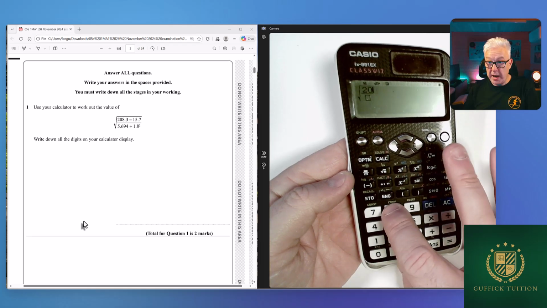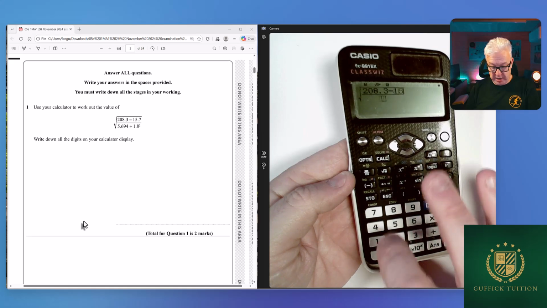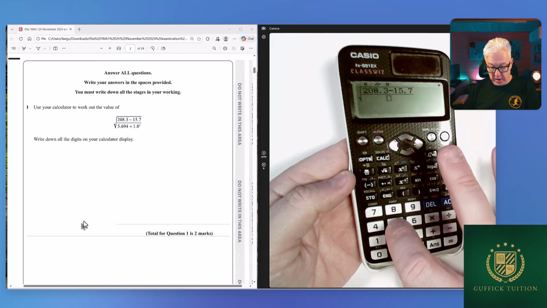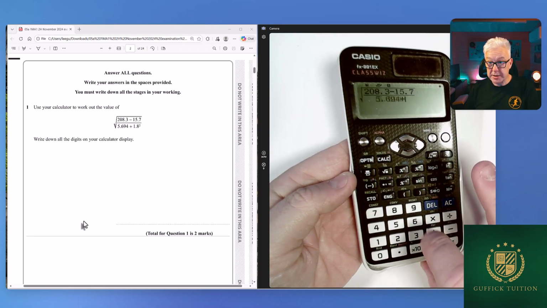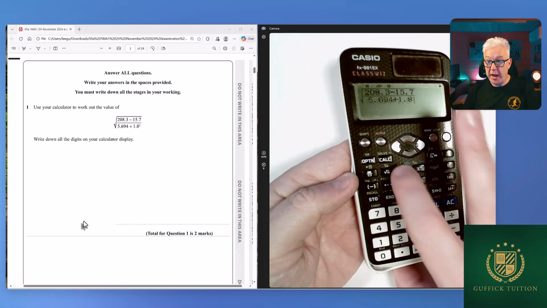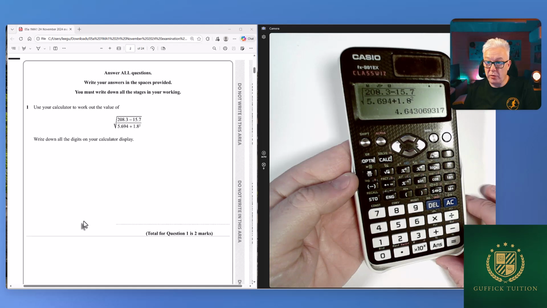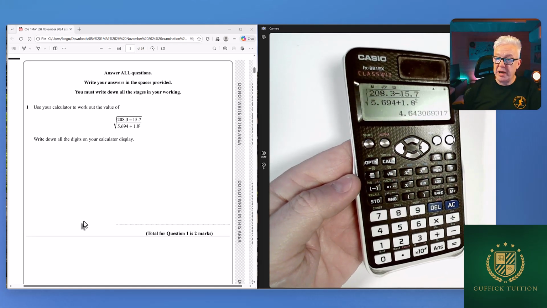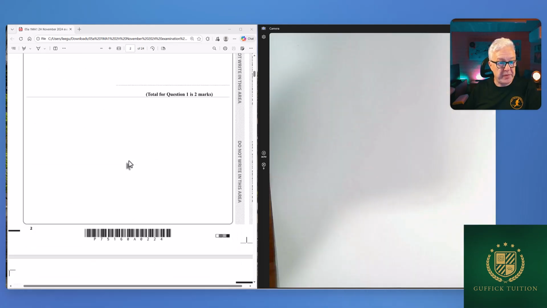208.3 minus 15.7 over 5.694 plus 1.8 squared, like so. And then press equals, and I get 4.64306, so I just write that down. But the key thing there is just to make sure you use the fraction button, that button there. Okay, that makes that one easier. So that's question 1.